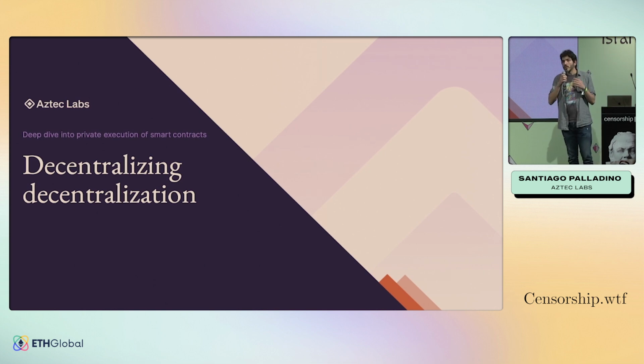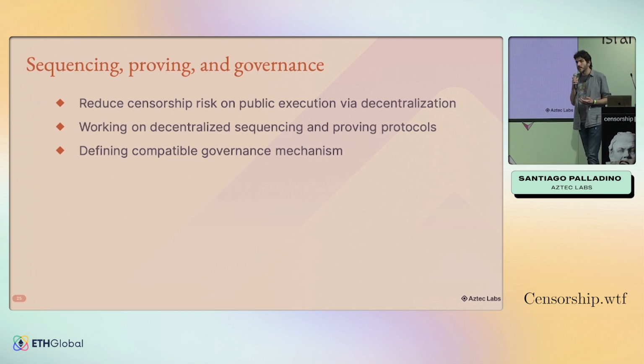Given that we're building a network, private first, in which censorship is of the utmost importance, we want to make sure that transactions cannot be censored, cannot be stopped. And for that, we're designing sequencing and proving protocols that are both fully decentralized, that are going to be decentralized from day one. The network is not going to launch without fully decentralized sequencers and provers. Progressive decentralization is not an option here. And we're also working on governance mechanisms that are compatible with them, that can provide security, provide upgrade paths, but guaranteeing the censorship resistance of their users.